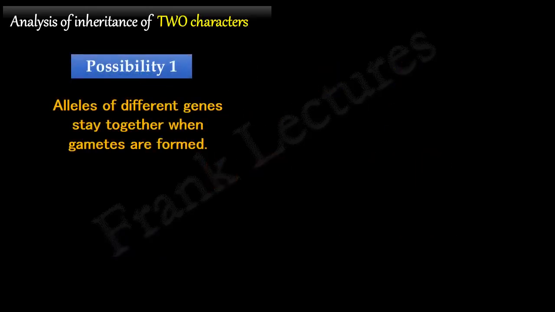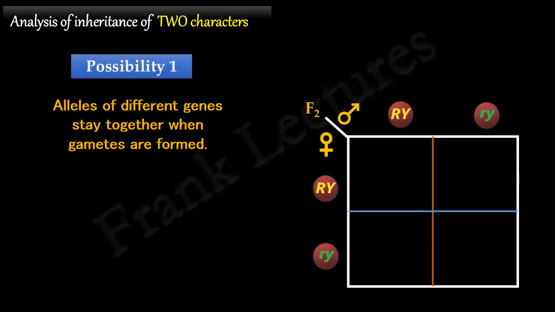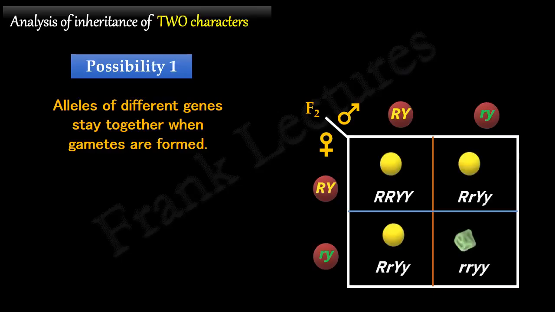Let's draw the Punnett square. Now, you can see here, according to this possibility only two types of phenotypes should be obtained in F2 generation: plants with round yellow seeds and plants with wrinkled green seeds. Also note that these phenotypes are the same as those of the P generation. The phenotypic ratio obtained is 3:1, the same as in the monohybrid cross.